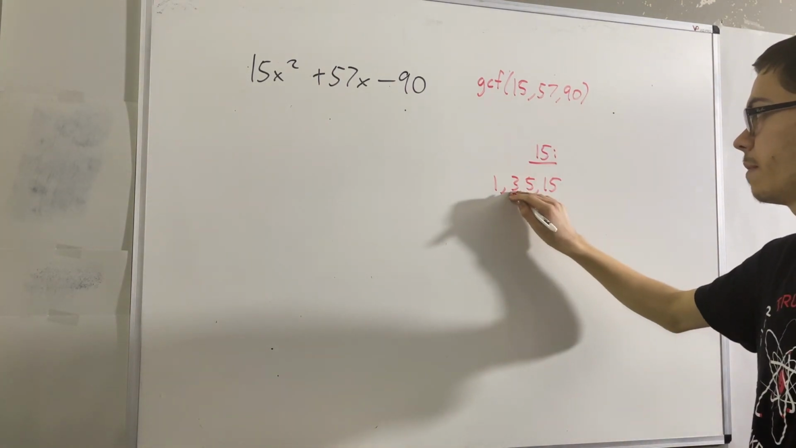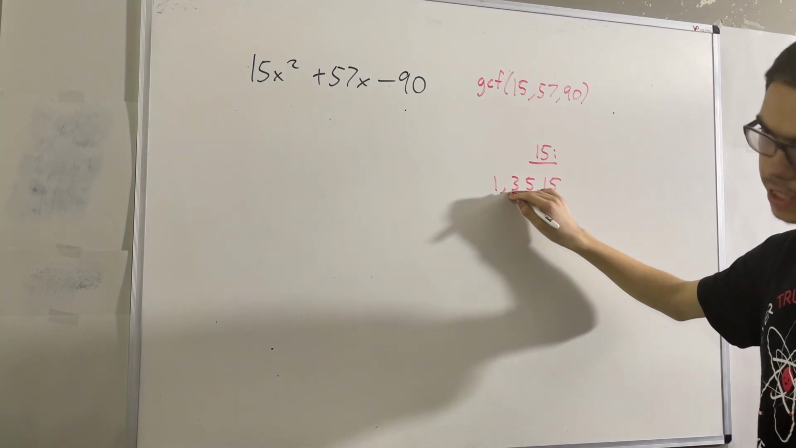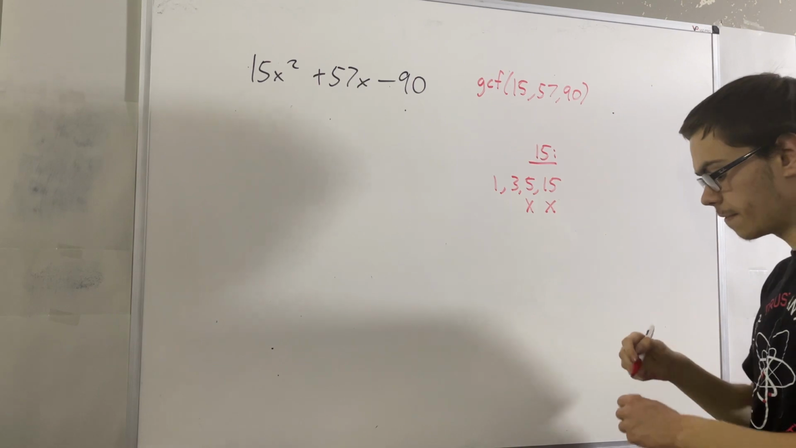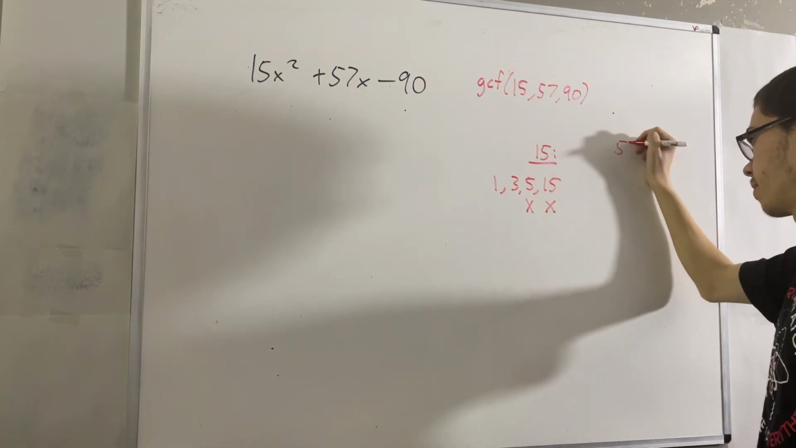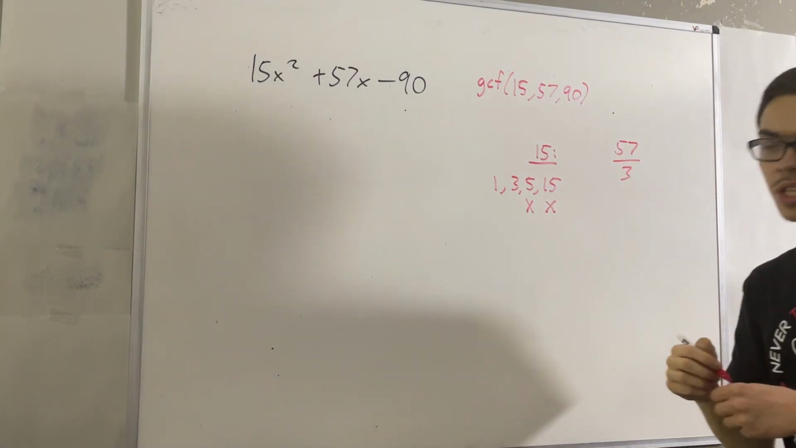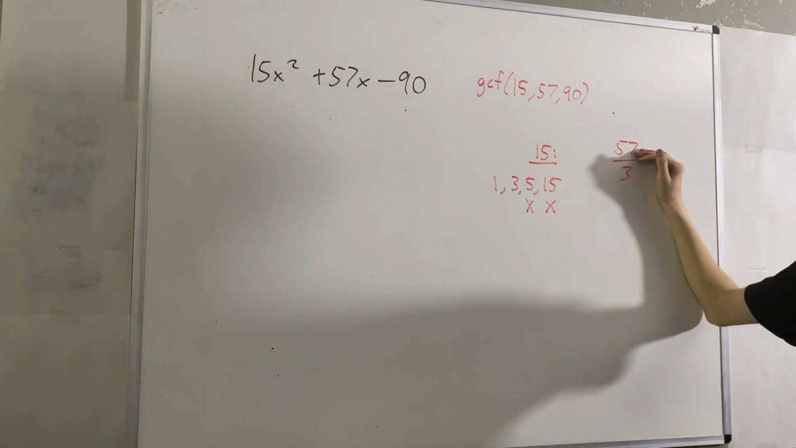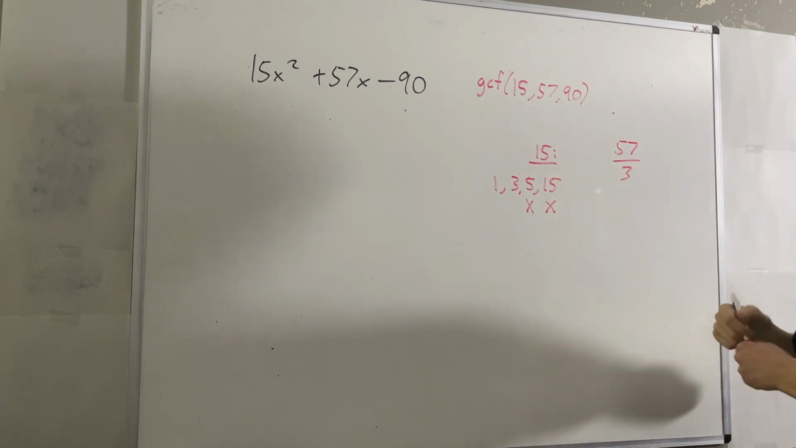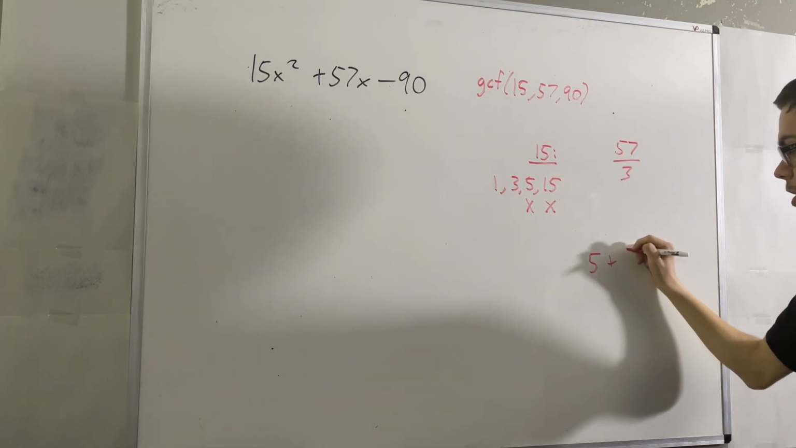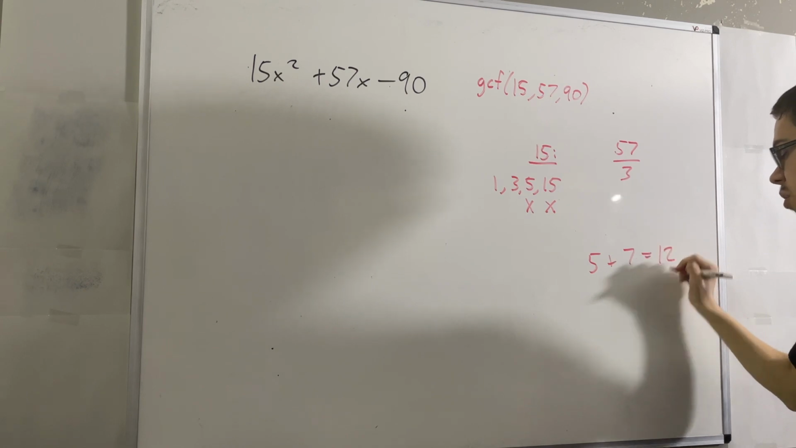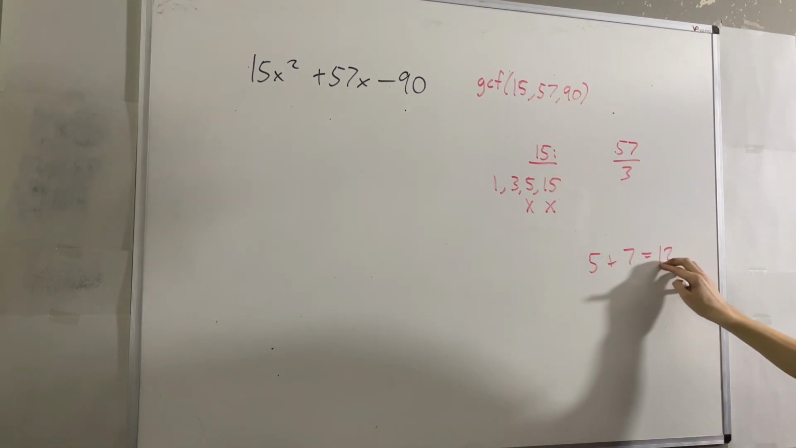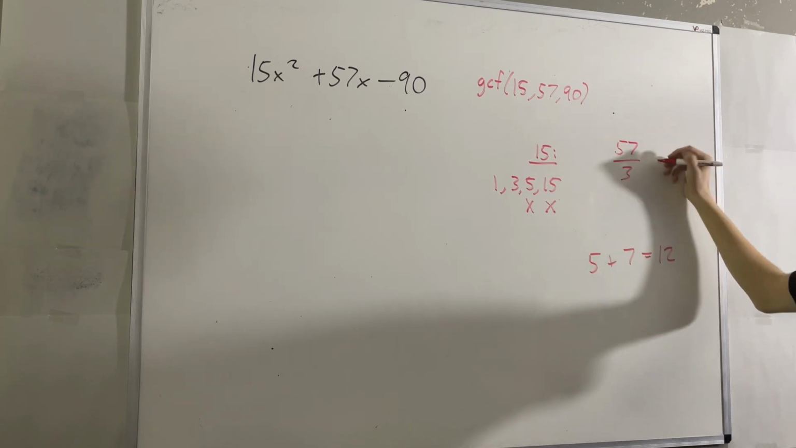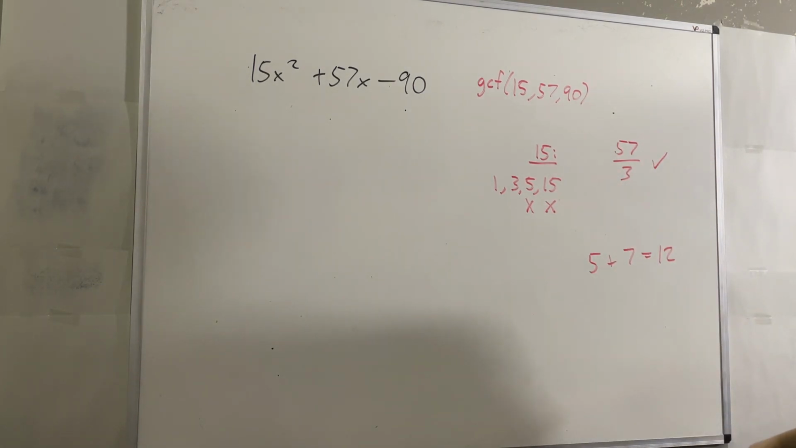So next we check 3. Is 15 divisible by 3? Of course it is. Is 57 divisible by 3? Well, that's a good question. Now there's this trick to determining divisibility by 3, and that's if you were to add the digits together. In other words, if you add the digits of 57, 5 and 7, you get 12. But since 12 is divisible by 3, therefore 57 is also divisible by 3. So yes, 57 is divisible by 3.